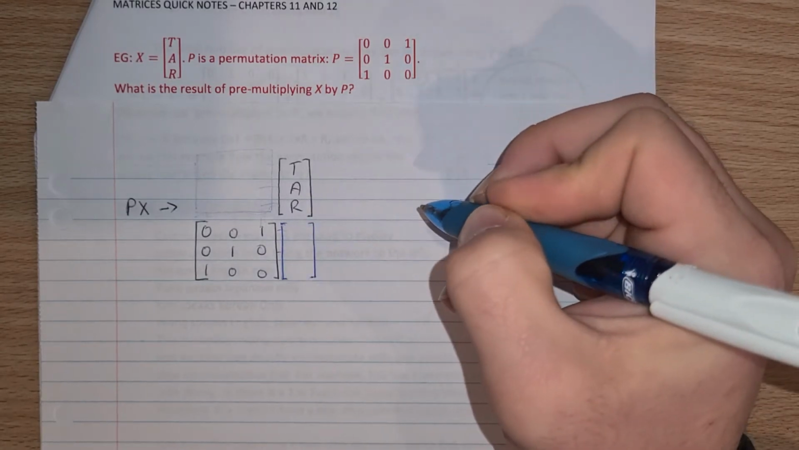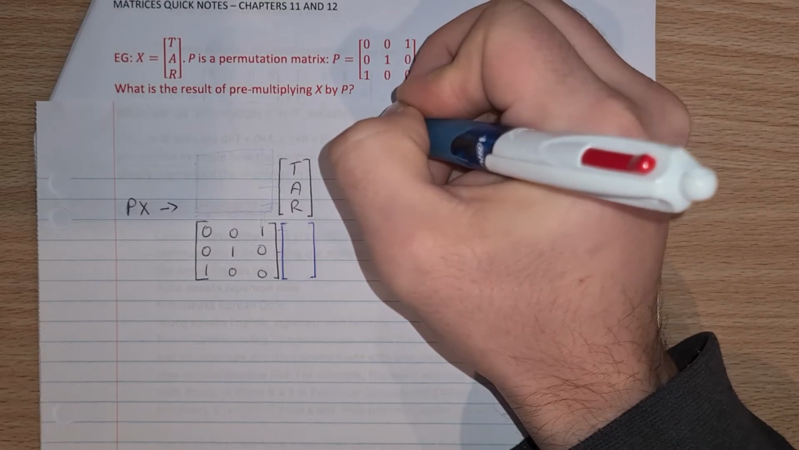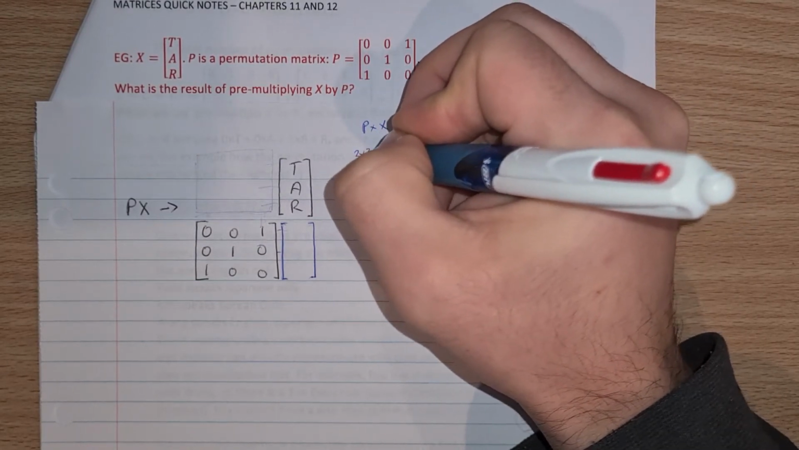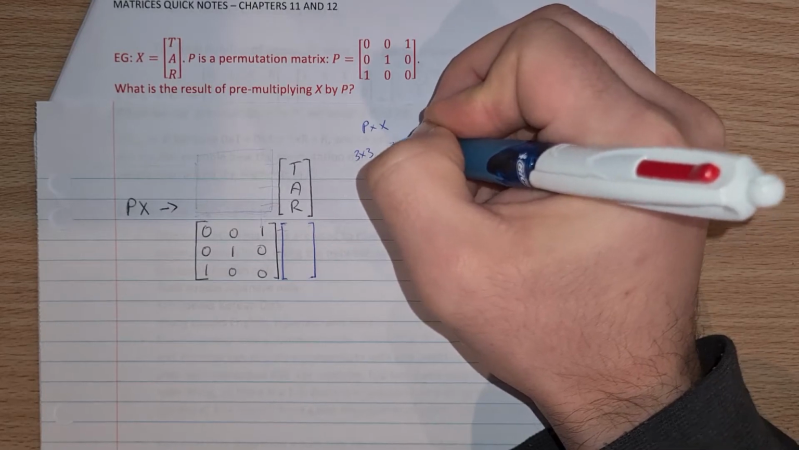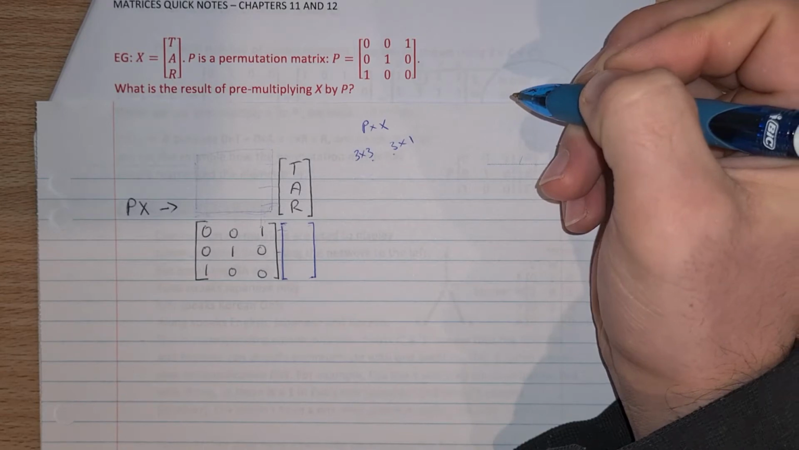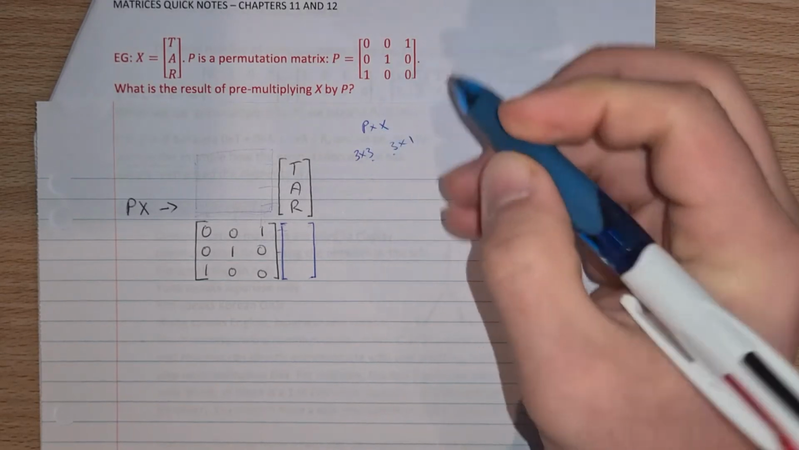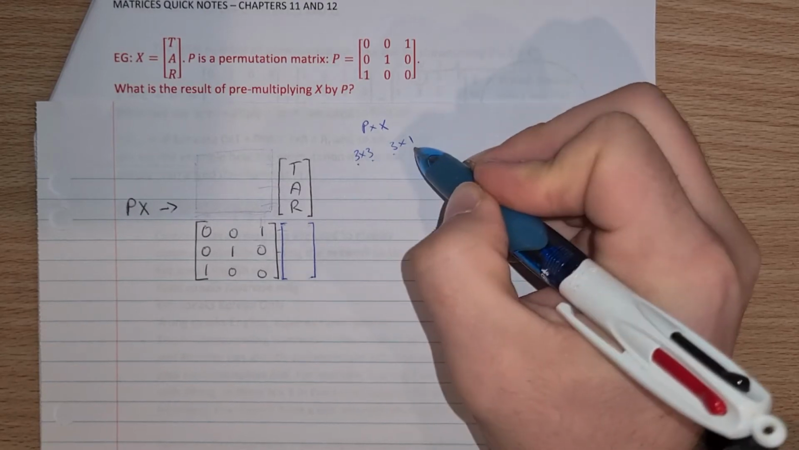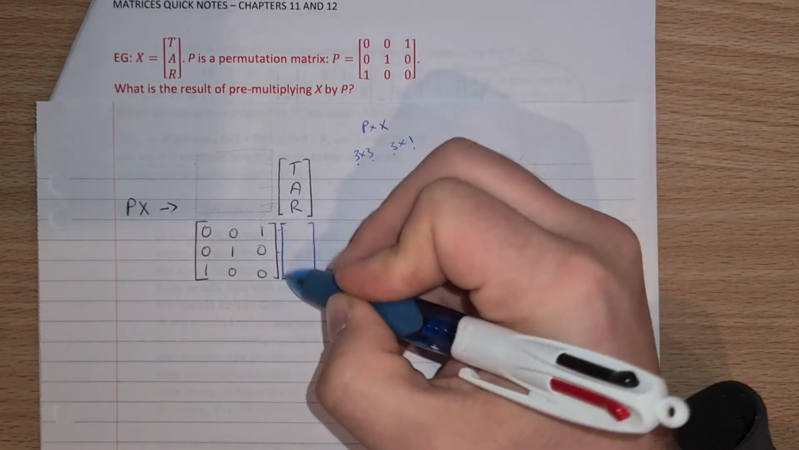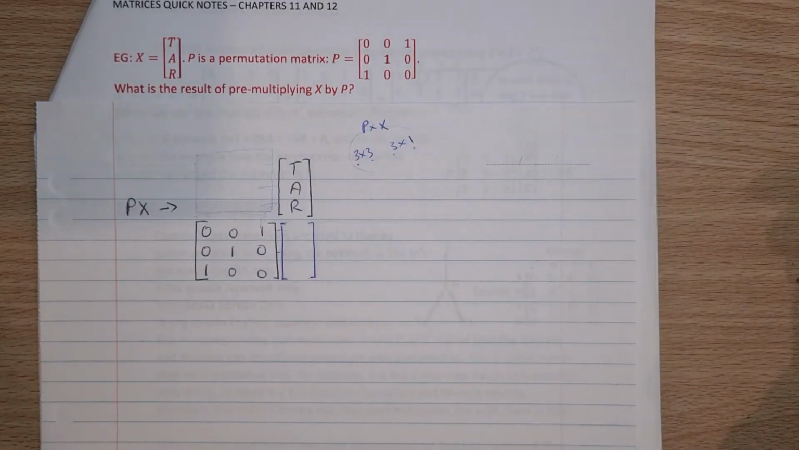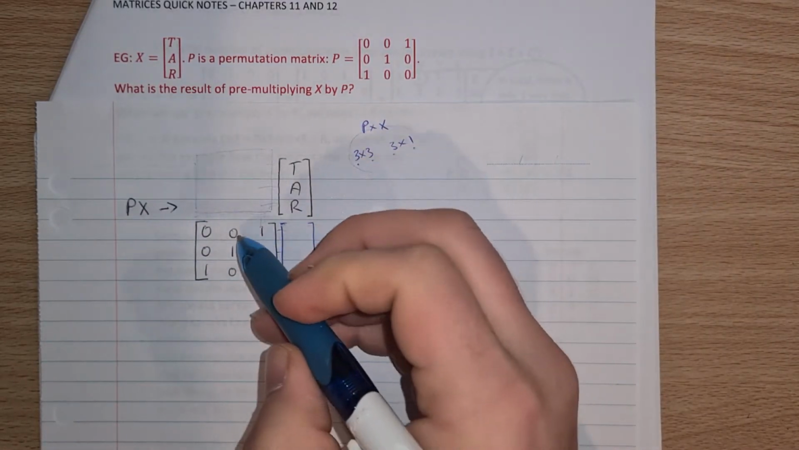The other way we could have done this is that for P times X, P is a 3x3 square matrix and X is a 3x1 matrix. The two middle numbers are equal, therefore PX is defined, and PX will equal the two outer numbers, a 3x1 matrix, which is what we got here. So this is a sort of visual representation of what's happening here. So let's actually work this out.